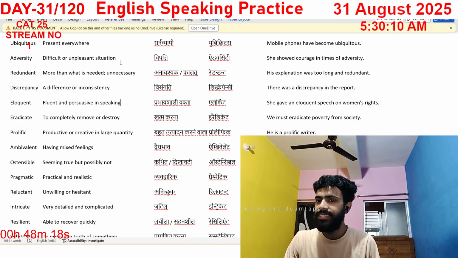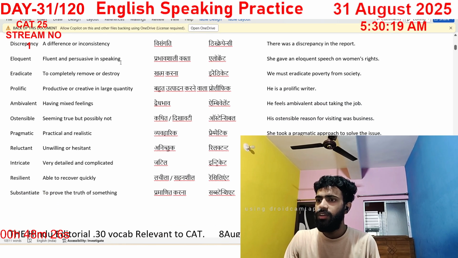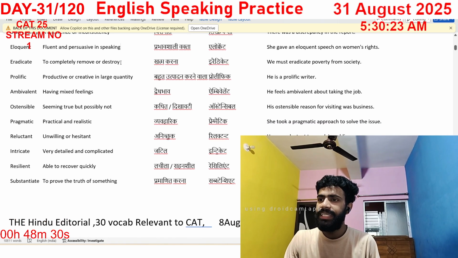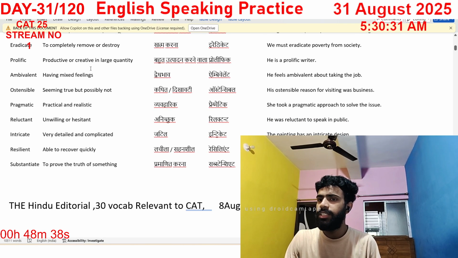Redundant, unnecessary, more than what is needed. Discrepancy, a difference or inconsistency. Eloquent, fluent and persuasive in speaking. Eradicate, to completely remove or destroy. Prolific, largely productive or creative in large quantity.